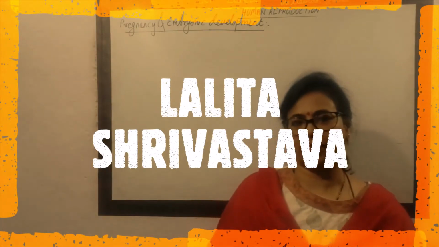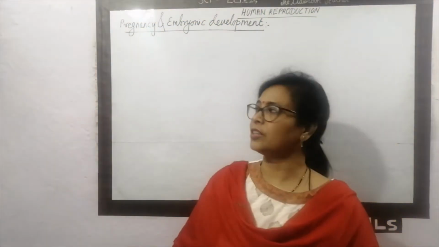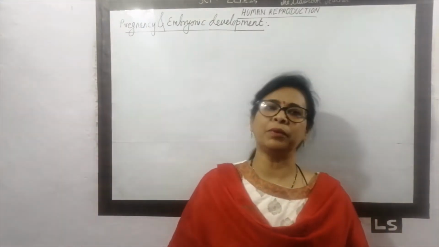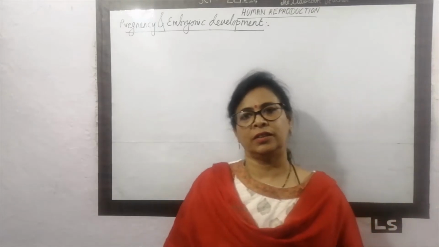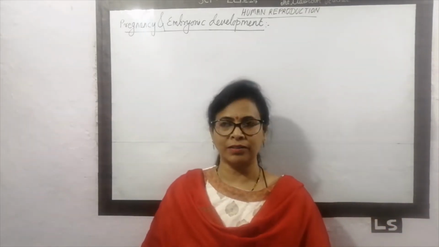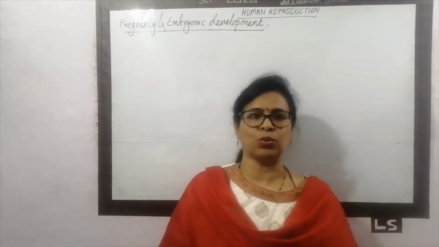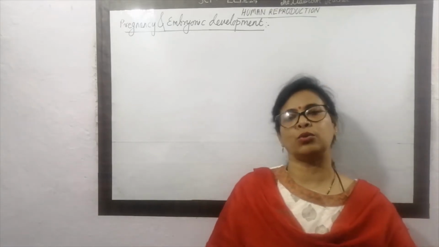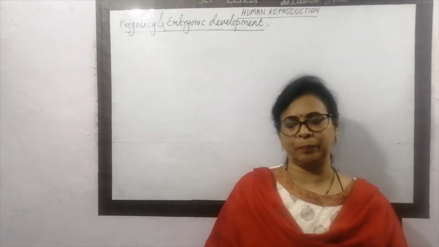Class 12th CBSE. The next topic of the lesson, human reproduction, is pregnancy and embryonic development. In the previous class, we studied fertilization, then formation of the morula, then formation of the blastula. This is the stage after blastulation, moving towards gastrulation, the conversion of the blastula into the gastrula. That is pregnancy and embryonic development.